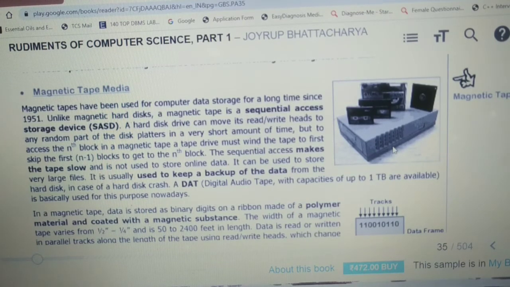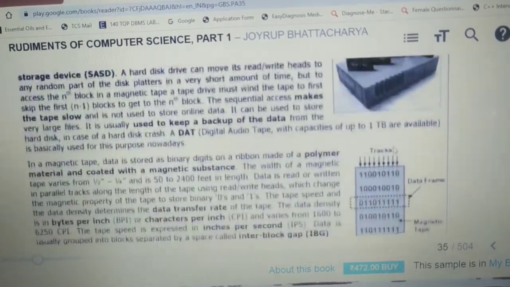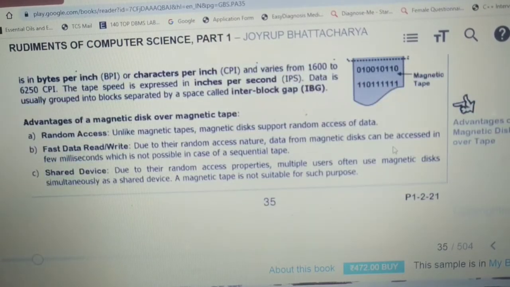It is usually used for data backup from hard disks in case the hard disk crashes. A DAT, that is digital audio tape, with a capacity of 1 TB, is basically used for this purpose. Okay, the cassette you are able to see is a good example of magnetic tape media.